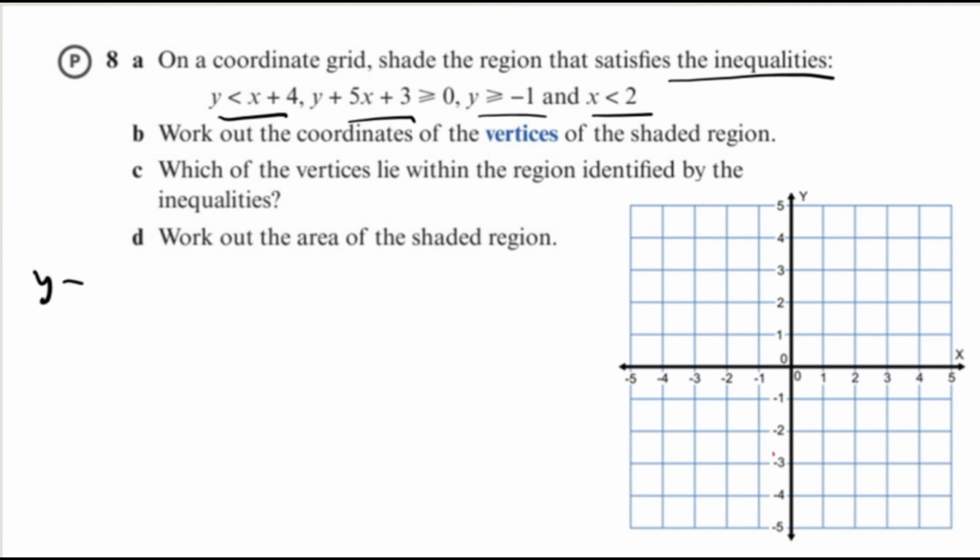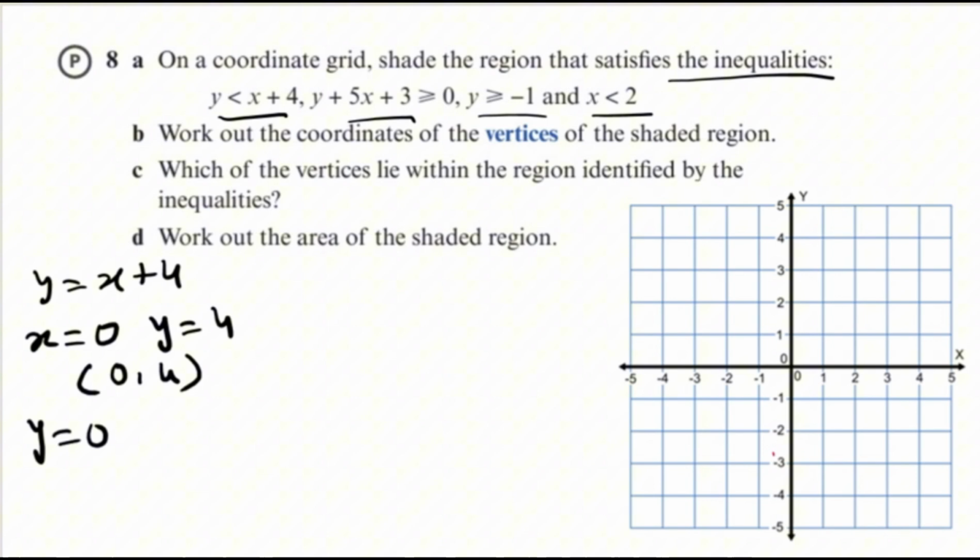For that, first take y equal to x plus 4. So when you substitute x is equal to 0, y is equal to 4. So the first coordinate is 0, 4. If you substitute y equal to 0, then you get x is equal to minus 4, which will give us minus 4, 0. Okay.